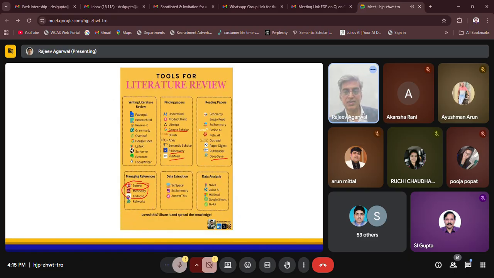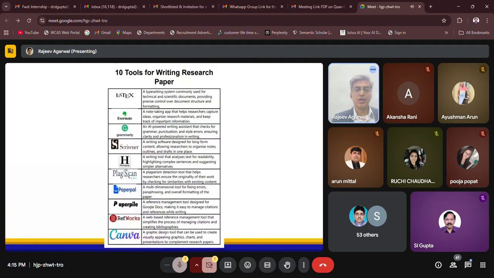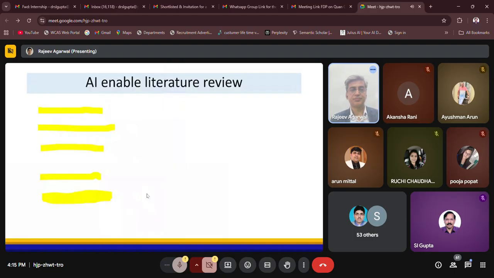And data analysis, just now I told you about. And the latest is where people are using Evernote, Grammarly, PaperPal, Canva. So there are a number of tools actually.